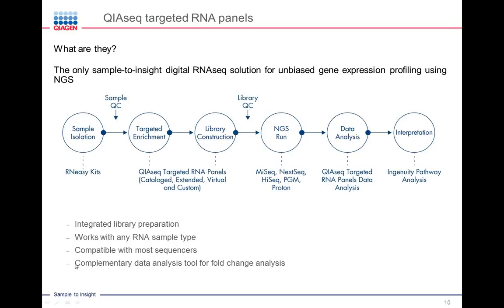And also, we offer complementary data analysis tools for fold change analysis. So as I mentioned for the data analysis part, our pipelines will take all the molecular barcodes and convert them to gene counts and also allow you to do fold change analysis. And that fold change analysis can then be fed into Ingenuity Pathway Analysis pipelines for interpretation.